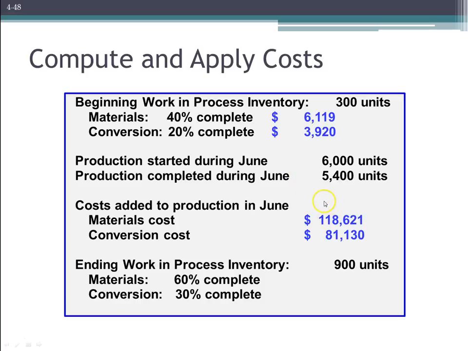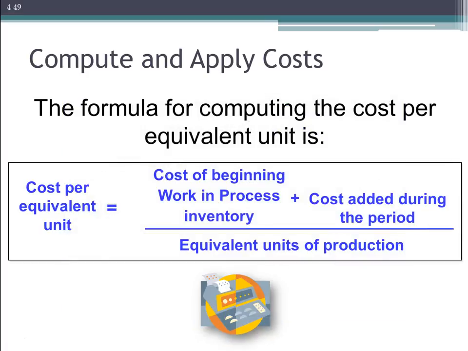Same thing for the costs that were added to production in June. And that's the cost of these 6,000 that were added, right? So now we're getting additional cost information. Now what we're going to do is apply that formula that we just learned so that we can come up with a cost of equivalent units of production.